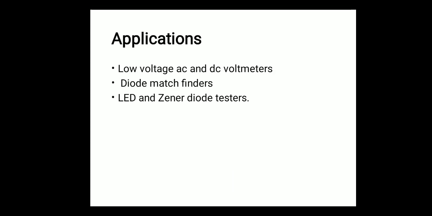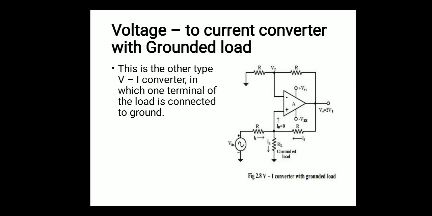The applications of this voltage to current converter may be low voltage AC and DC voltmeter, diode match finders, LED and Zener diode testers.